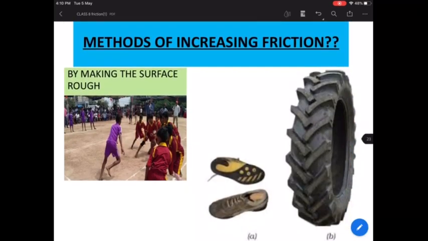Okay, now let's talk about what are the methods by which we can increase friction. What are the methods by which we can increase friction?